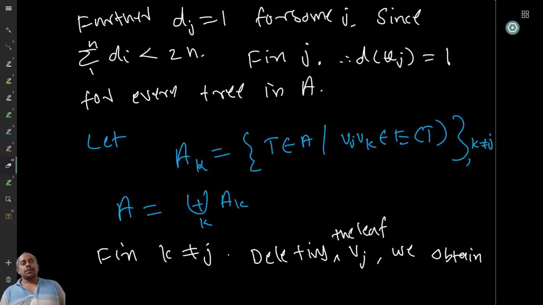Now, the Ak must cover all of X. X is going to be a disjoint union of the Ak, and this is a disjoint union because you cannot have two different cases intersecting, since there is precisely one unique neighbor for Vj. So we get that the disjoint union of the Ak is equal to X.